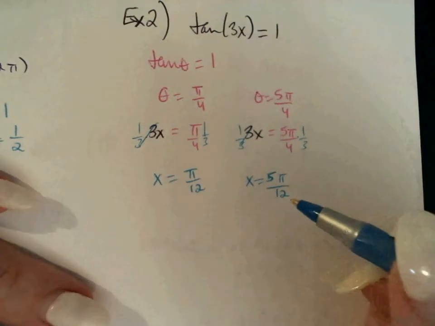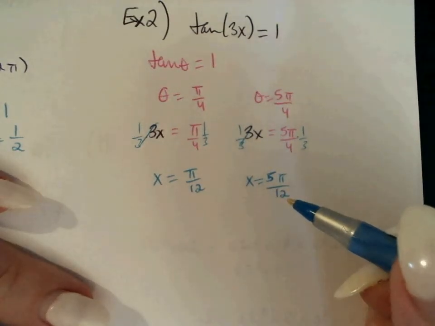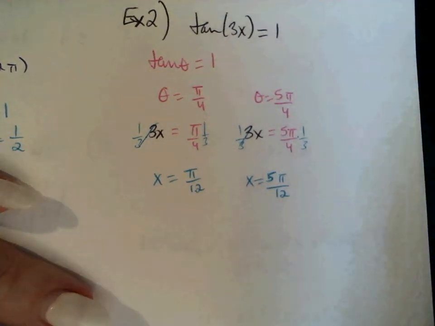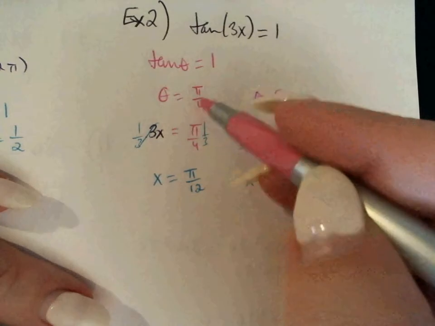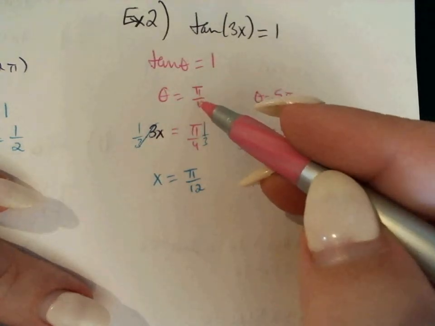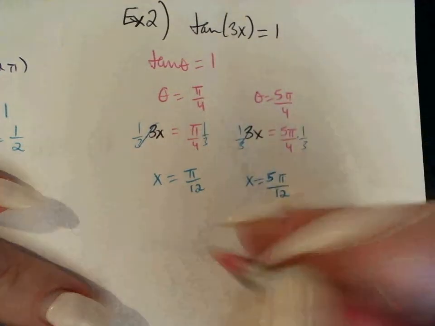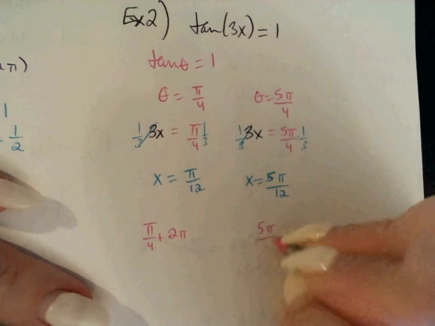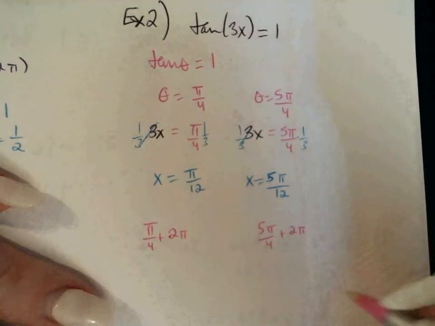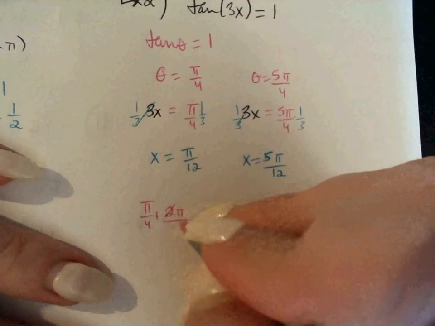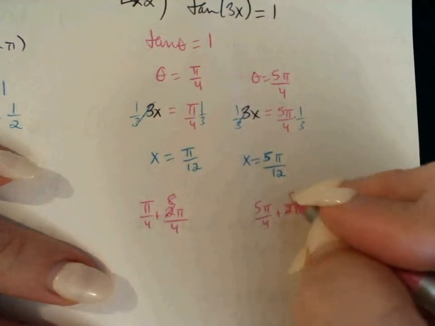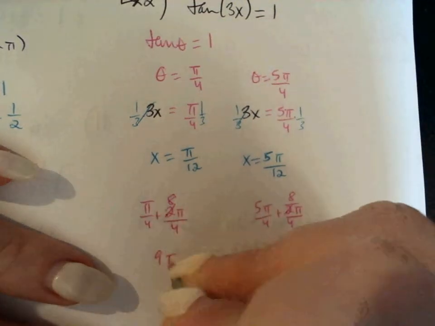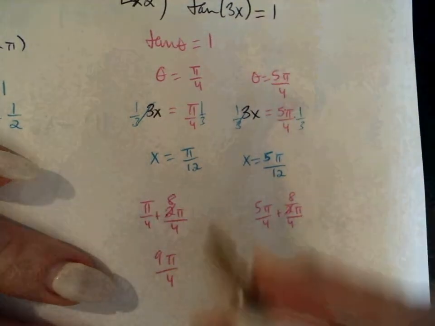Okay. 5 pi over 12 is less than half of a pi, which means we still have some space to grow. So what I'm going to do is take my answer pi over 4 and add a rotation. Okay? So I'm going to take pi over 4 plus 2 pi, and then I'm going to take 5 pi over 4 and add 2 pi. And just remember that 2 pi is 8 pi over 4. Okay, so this is 9 pi over 4. And that's when theta equals 9 pi over 4.